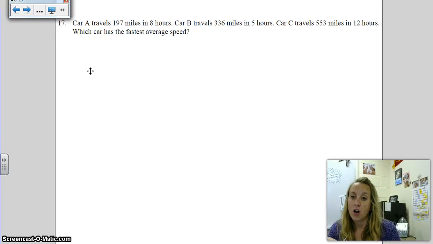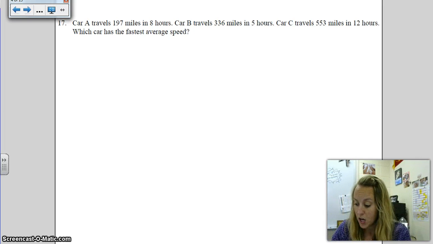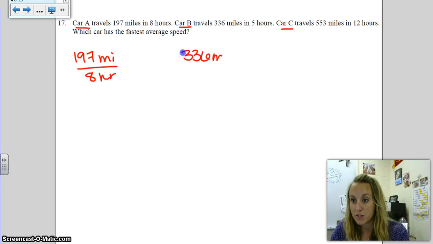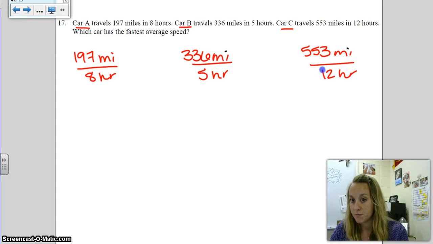Okay, here it says car A travels 197 miles in 8 hours, car B is 336 miles in 5 hours, and car C is 553 miles in 12 hours. So if you look at the answer key that is uploaded already, you will see that we just found the unit rate for car A, car B, and car C. So to find that unit rate, you take 197 miles divided by the 8 hours. Then you take 336 miles divided by 5 hours. And lastly is the 553 miles divided by 12 hours. So when you divide these, this is car A, car B, and car C.